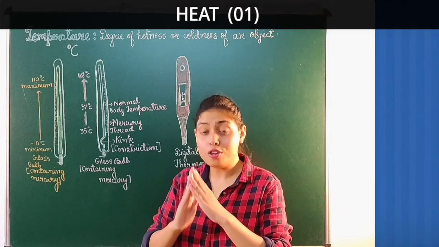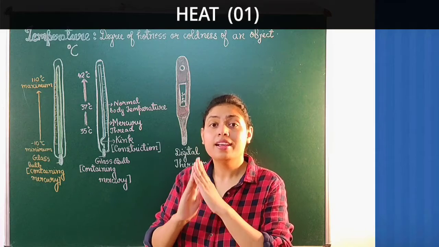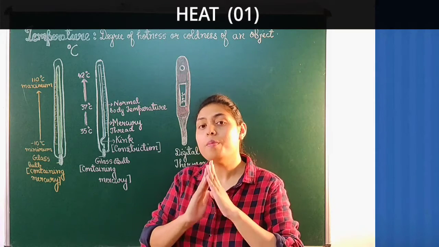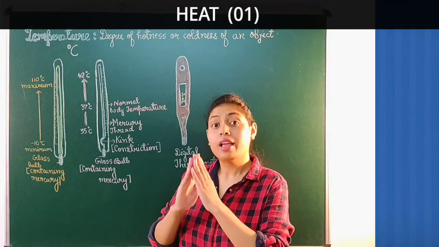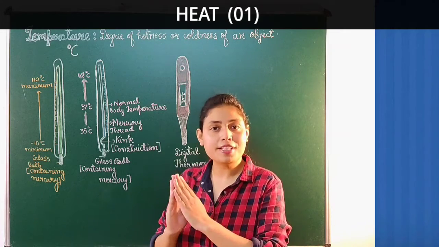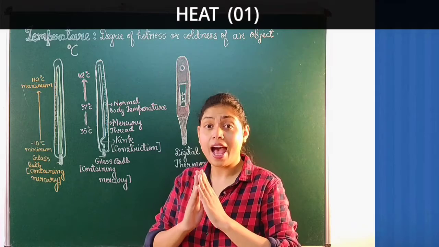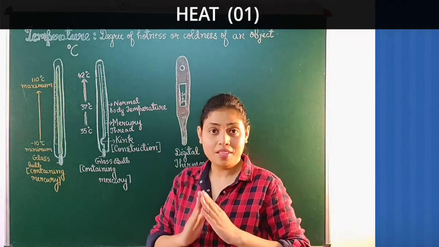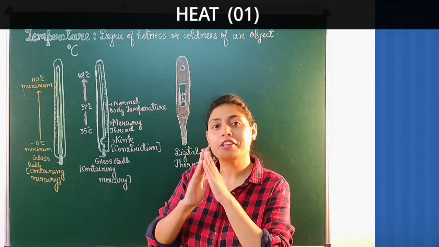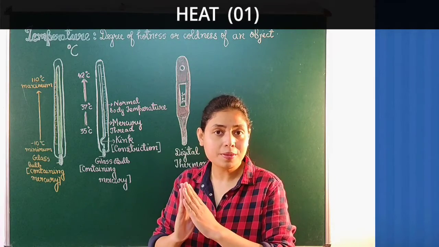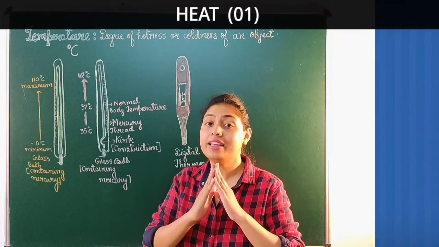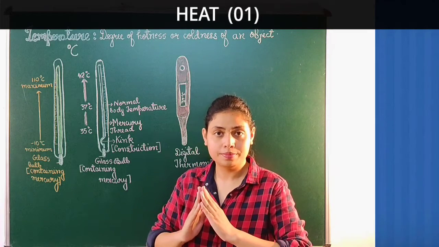Clinical thermometer also has a thin glass column called mercury thread or mercury column. Unlike laboratory thermometer, clinical thermometer has a constriction called kink. Now, what is the advantage of kink in clinical thermometer? It prevents the backflow of mercury in the clinical thermometer.